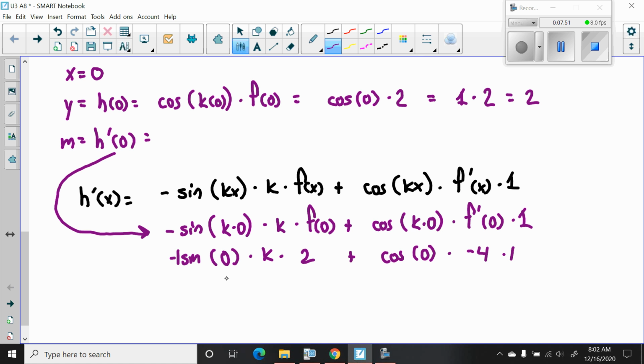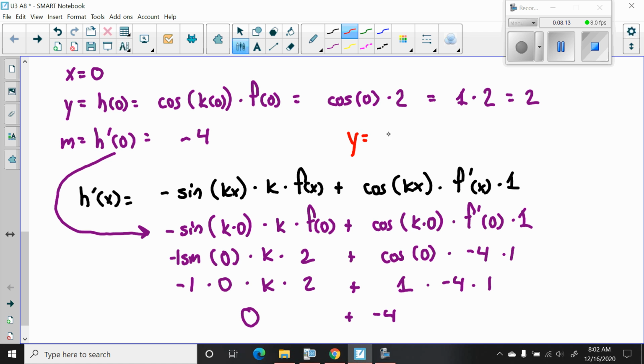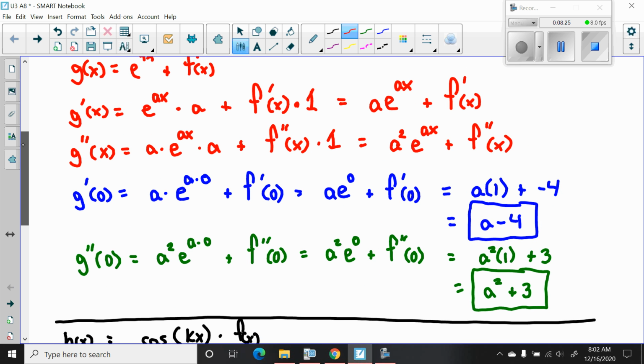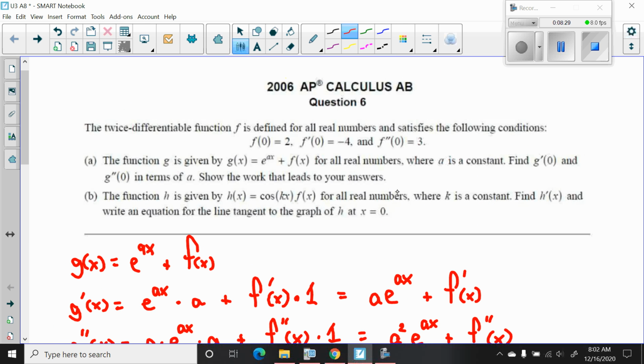That's negative 1 times sine of 0. Well, sine of 0 is 0. So negative 1 times 0 times k times 2 just means 0. Plus cosine of 0 is 1 times negative 4 times 1, which is just negative 4. So it's fair to say the slope is just negative 4. Well, we got all the information we need. y equals negative 4 times (x minus 0) plus 2, the equation of our tangent line. All right, I think we've answered everything.